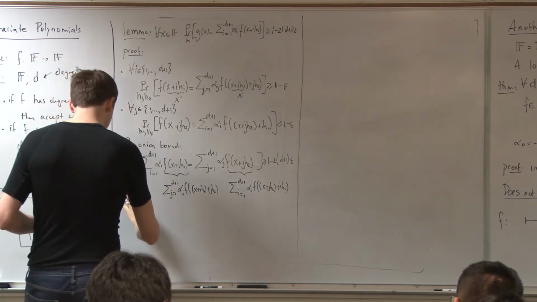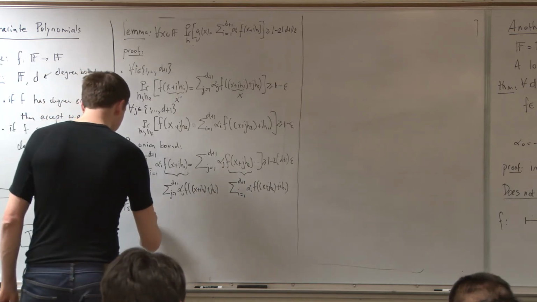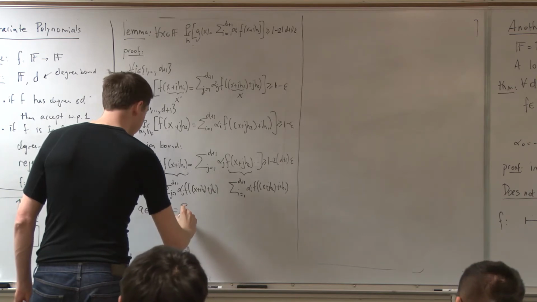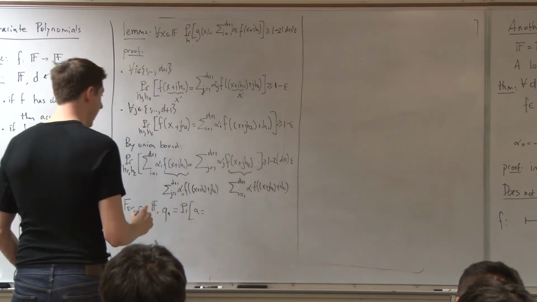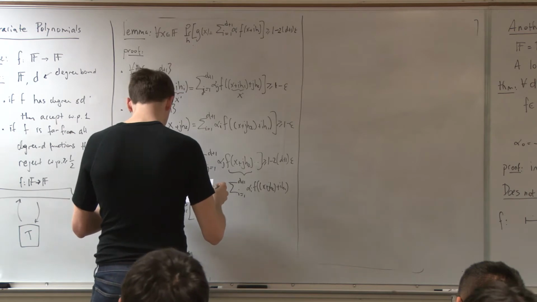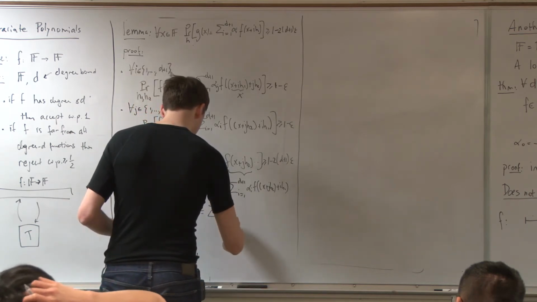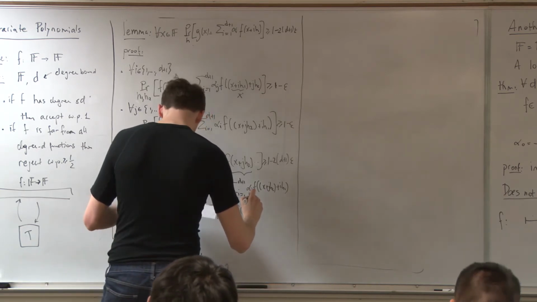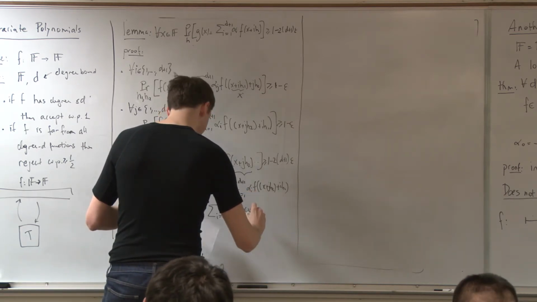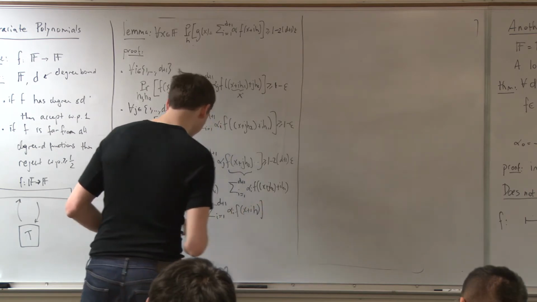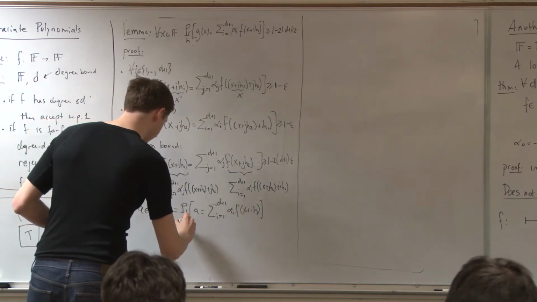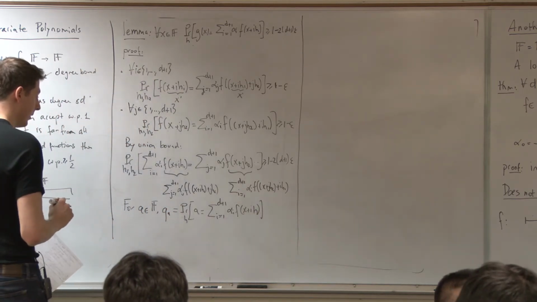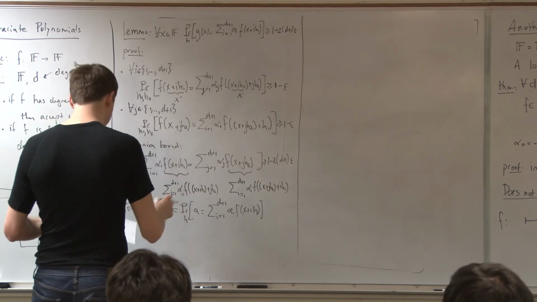Fine. Now, almost there. For every a in F, we define Q sub a to be the probability that the sum from i equals 1 to d plus 1 of alpha i f of x plus ih equals a. This is a probability over h alone. This is the probability that this expression is a.